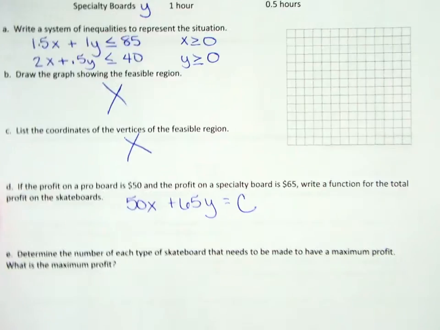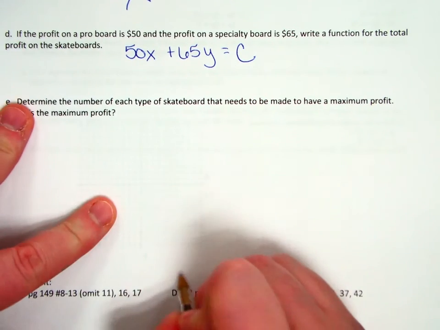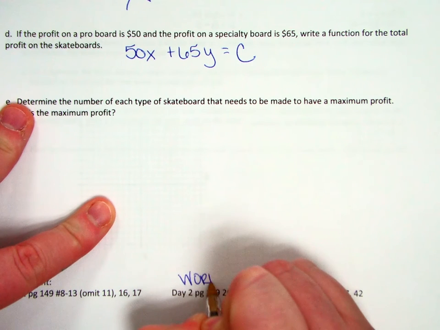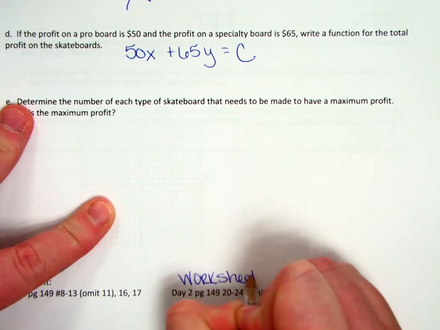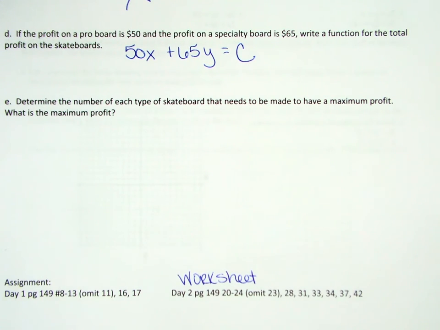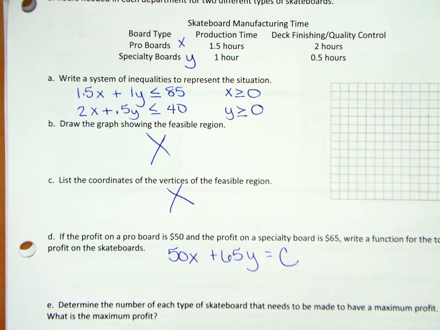Homework-wise, day 2 is going to be a worksheet. It is online, so you'll need to work off that. You can print it off, or you may just work the problems on a sheet of graph paper, and then you just have to write equations. That's the story problem, setting things up. It doesn't take much time. If you have more questions, please see me or message me.